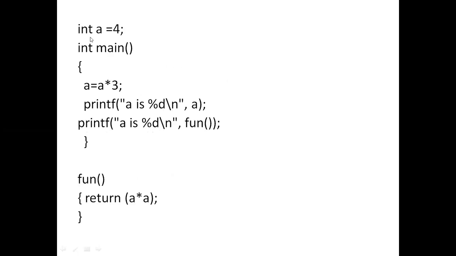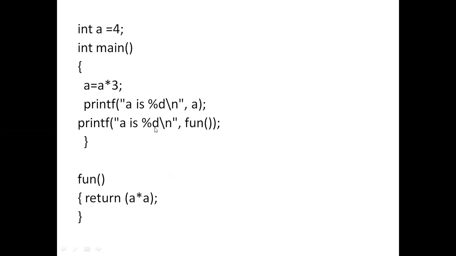Now if I write here int a = 4, this is a global variable, and int main. In this main, I am not declaring any variable. So if I am not declaring any variable here, it will pick this global variable as its variable. So a = a * 3, 4 into 3, will now be assigned to a. And 4 into 3 is 12. So a is 12 will get printed.